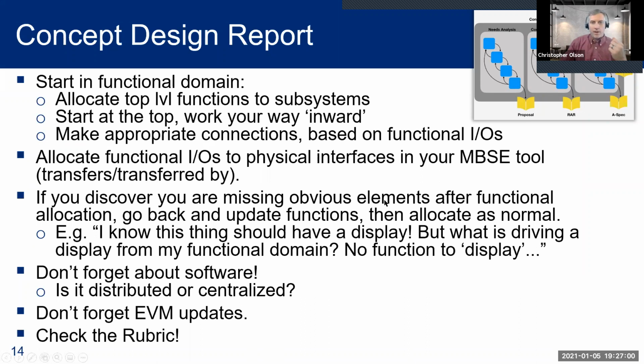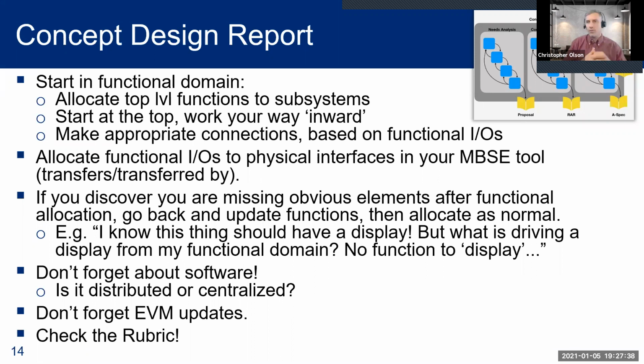If you discover you're missing obvious elements after functional allocation, go back and update functions and then allocate as normal. So if you ask yourself, I know this thing should have a display in it, but what's driving a display? I went to my functional domain and there's nothing driving a display into my system. Well, then you just go into your functional domain and you kind of have to trace your way all the way back to the requirements domain usually, because your functions can't just be arbitrary, remember? So if you discover that you don't have a display and you meant for there to be one, like it's intuitively obvious that you need a means to communicate to the user, add the display and work your way backwards into the functional domain.